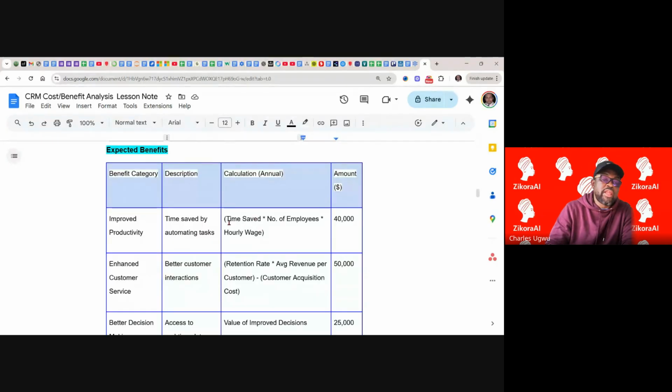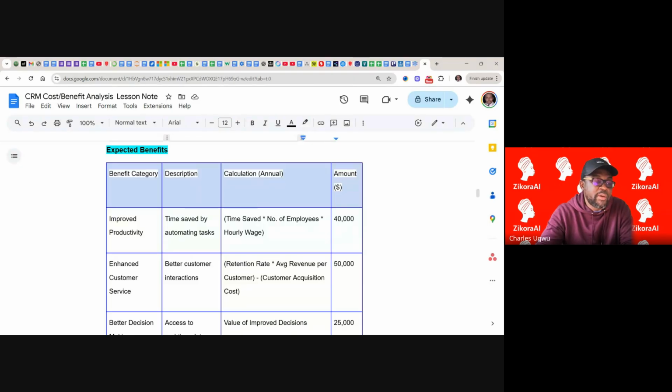So you calculate the time saved times the number of employees times their hourly wages. Now you know the time used. That is it. If you multiply all this for this demo example, let's say it gives $40,000. You see, it's a bit easier to understand the time saved more than the others because it involves figures here.